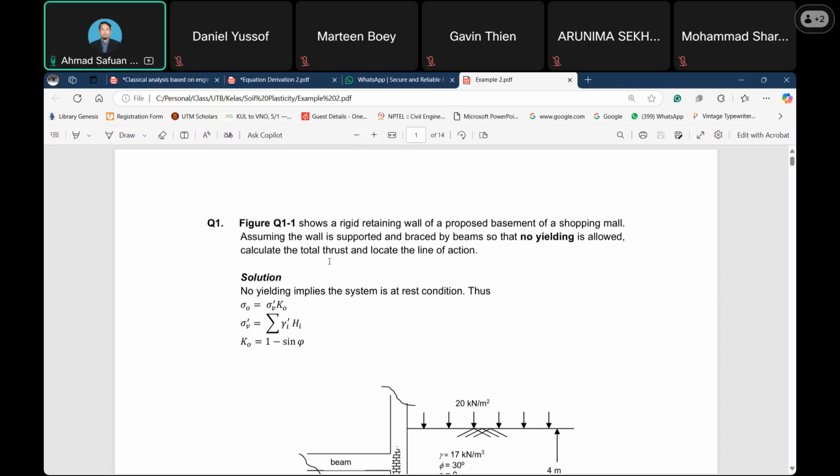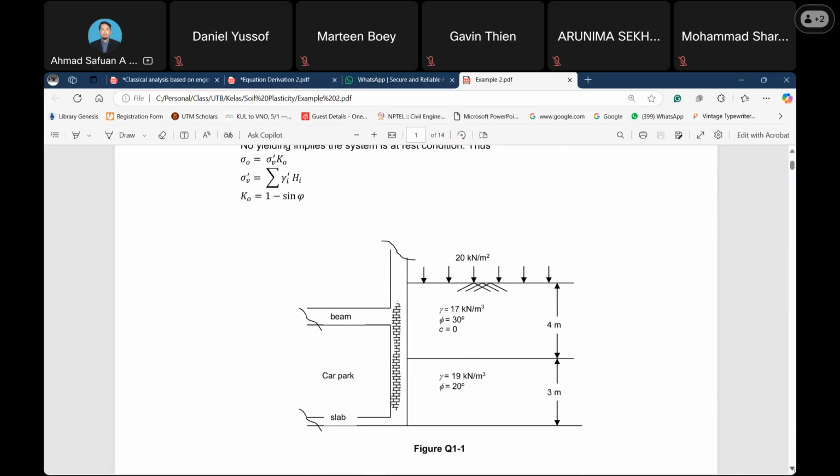In this case, we need to use the equation of at rest. So no yielding is allowed, so it means that there is no movement of the wall. So the wall is stable. So in that case, we consider it is in rest conditions. So the equation for the at rest is 1 minus sine phi.